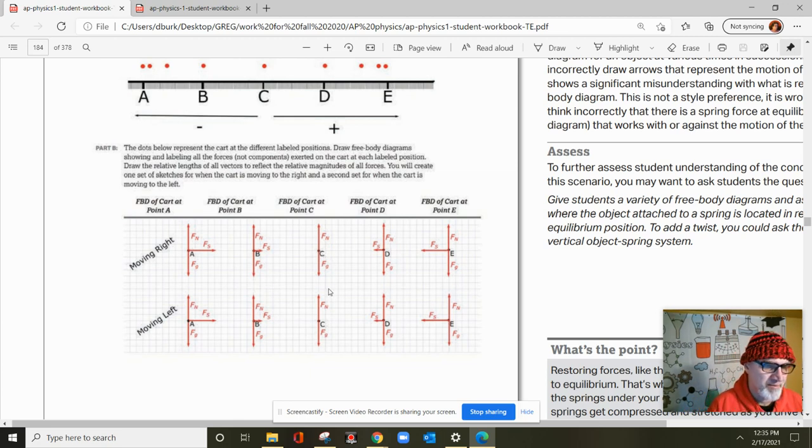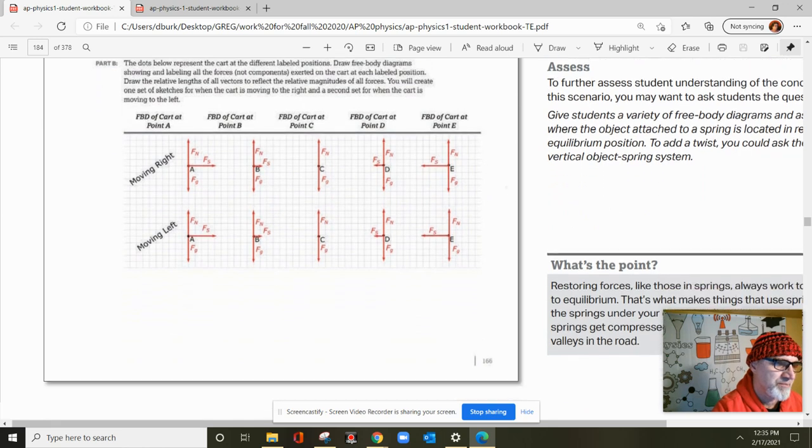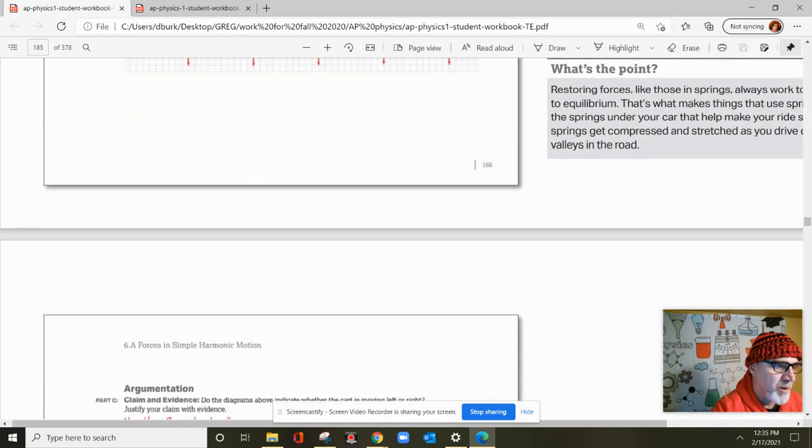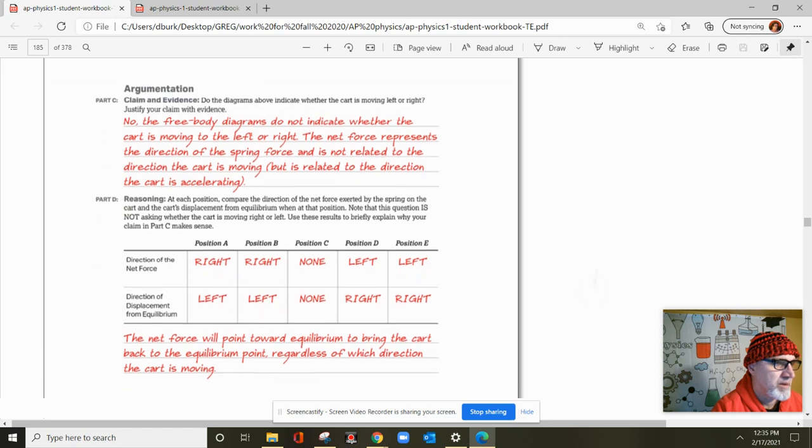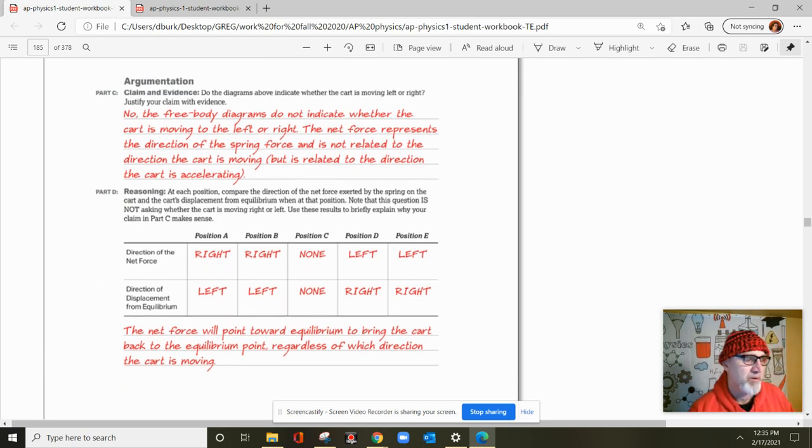At every location, the normal force and the force of gravity are equal because we're not moving up and down. There's really no way to tell whether it's moving left or right based on the free body diagram. In every case, whatever position we're at, the free body diagram looks the same, whether we're moving left or right. It just tells you which way the spring is pushing. The spring is a restoring force, and it's always trying to push the cart in the opposite direction to where it's going.